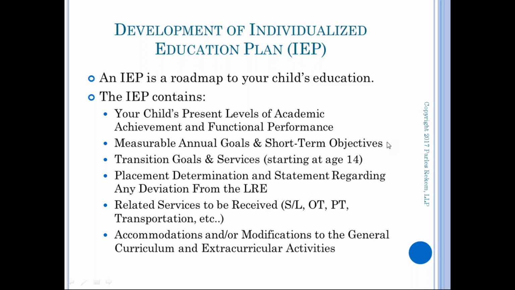Then measurable annual goals and short-term objectives. What do we want the child to learn via this IEP? What are the expectations? And the goals and objectives need to be measurable so everybody knows whether the child is actually making progress. Starting at 14, there should be transition goals and services included in the IEP. Then there's, of course, the placement determination. Where is the student going to be getting their education, and any deviation from the least restrictive environment, which, as I said before, we will be going over in more detail while we're going through the IEP document itself.